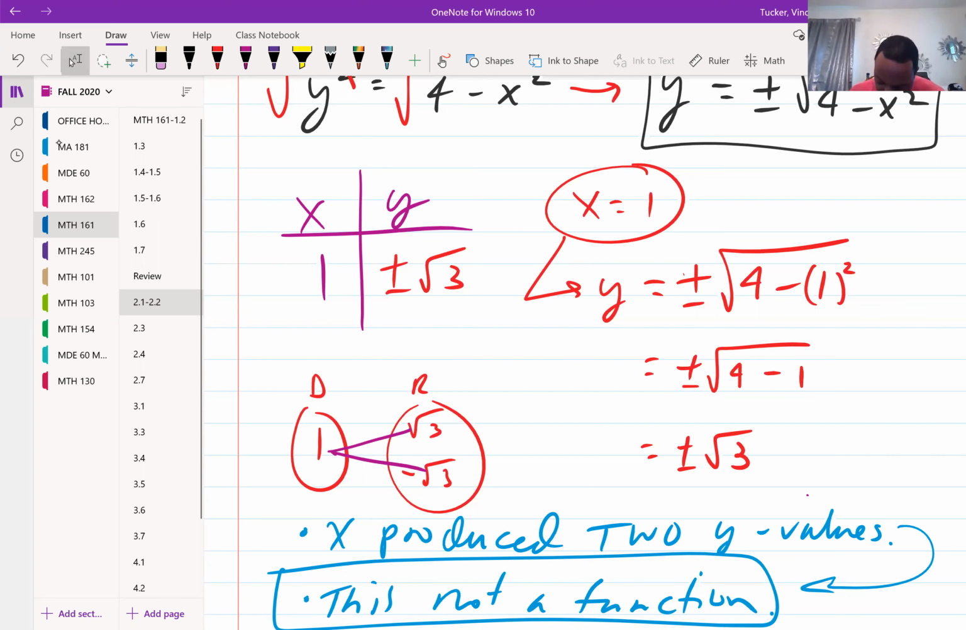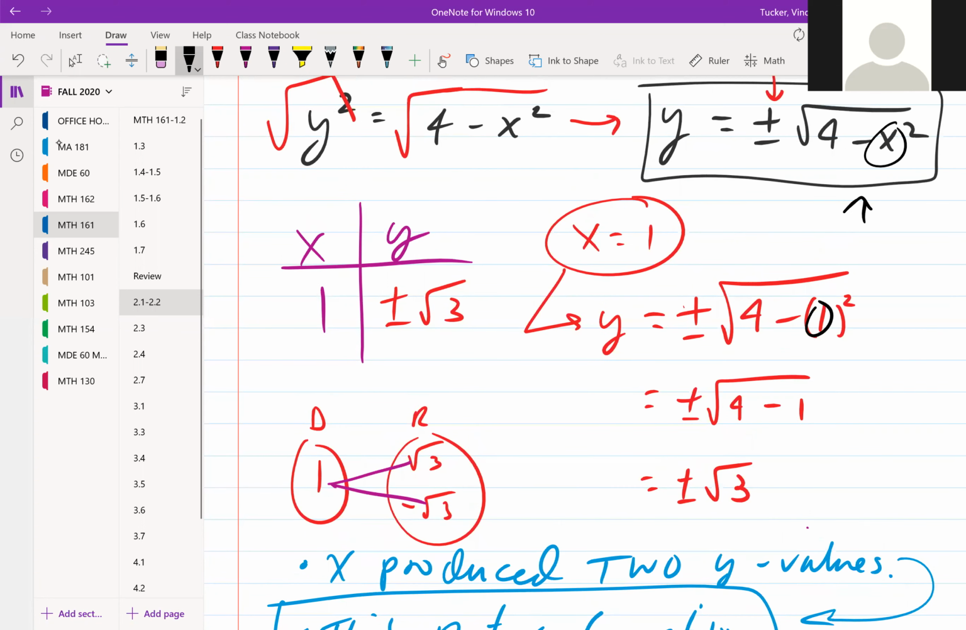Yes, sir. x just disappears when you go to the square root of 4 minus x squared, right here? What do you mean x disappears? You turn it into a 1. Well, x is going to disappear when you plug in 1 for x. I'm trying to figure out how the x just turns into 1.